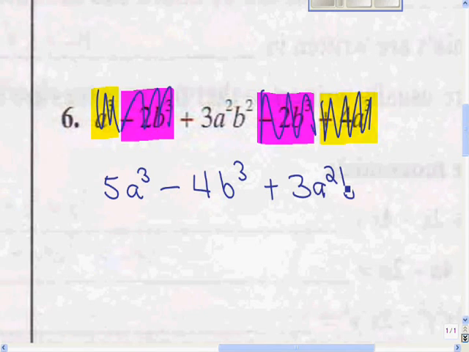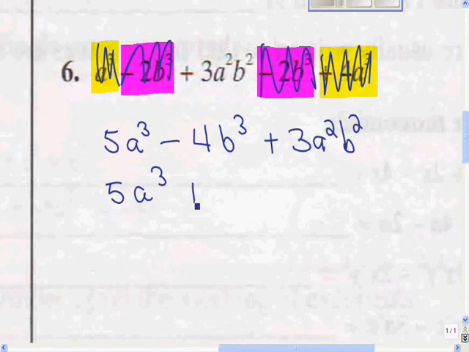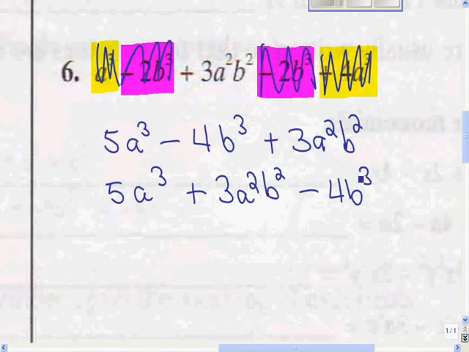3a squared b squared. Now, something should not look right to you. Okay? And what should not look right to you is the order, because an a comes before a b. So the a should be before this b. So I'm going to put 5a cubed plus 3a squared b squared. And then finally at the end, we're going to put the 4b cubed. Now, if there would have been a number, a whole number, we would have put it here. But since there isn't, the last term is going to be b cubed.